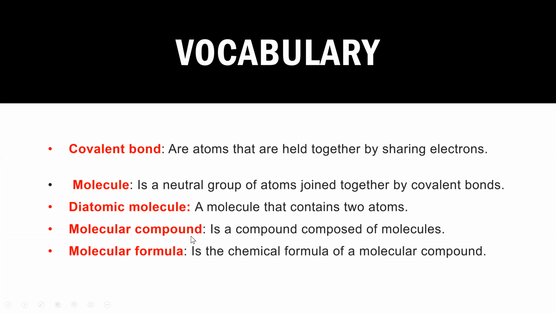Vocabulary. Covalent bonds are atoms that are held together by sharing electrons. A molecule is a neutral group of atoms joined together by covalent bonds. A diatomic molecule is a molecule that contains two atoms. A molecular compound is a compound composed of molecules. A molecular formula is the chemical formula of a molecular compound.